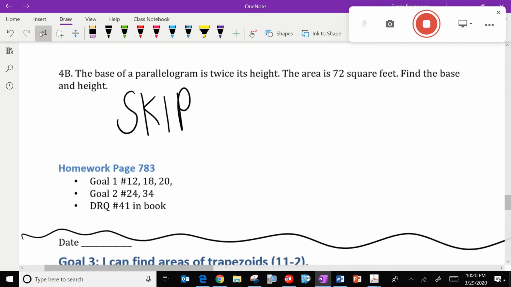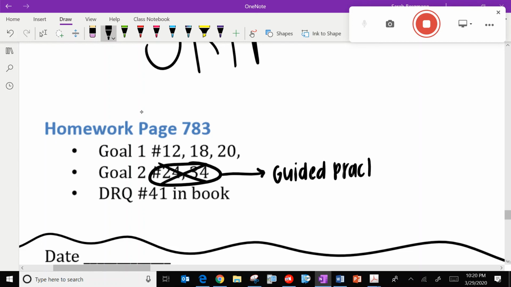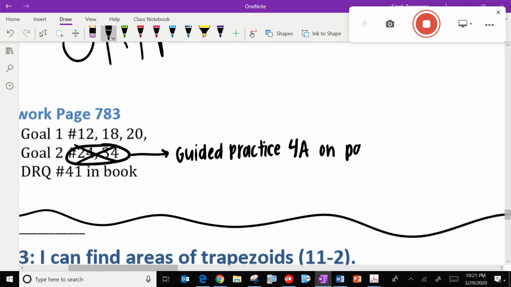All right, your homework for tonight is close to what's listed on here, but I want you to not do these two problems. Instead, I'd like you to do the guided practice problem for 4A on page 782. So skip 24 and 34, instead do guided practice problem number 4A on page 782.